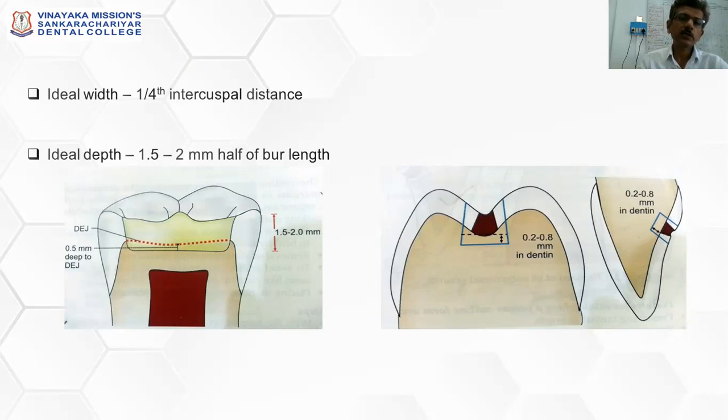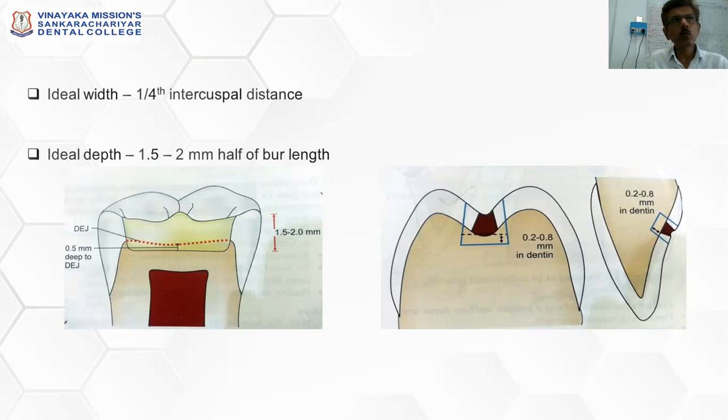Then next, coming to the depth, or the initial ideal depth. Ideally, it is 1.5 to 2 millimeter. That is half the length of your straight fissure bur. The head of the bur is around 3 millimeter. So half of the bur becomes the guiding plane wherein the measurement of the cavity can be made, especially from the center pit. Now, another way you can put it across is 0.2 up to 0.8 millimeter beneath the dentin.